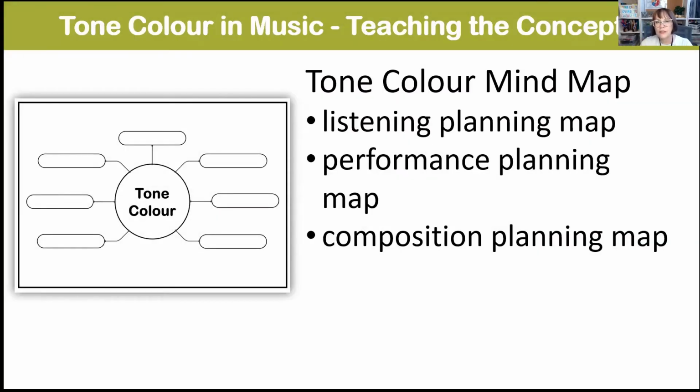And again, you can use these tone color mind maps for a listening planning map, which I know I'll be using next week with my kids, a performance planning map. I'm using that at the moment, and more so the composition planning map. So what instruments are they using in the composition? How are those instruments classified? What techniques are they using? All those sorts of things, which I'm about to dive into, is the 5 things you need to know and 5 things you need to remember when you're talking about tone color.